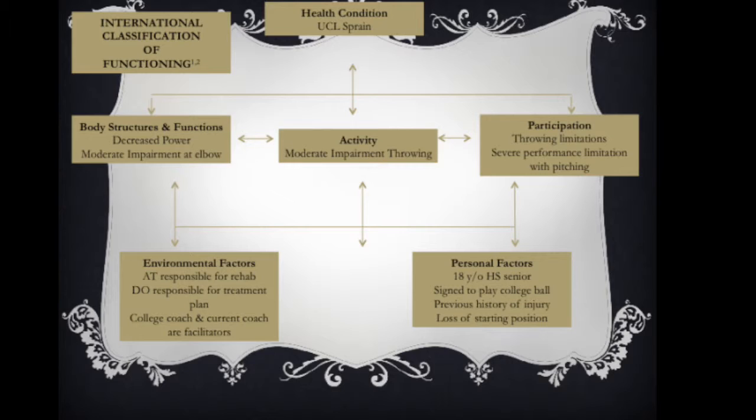When we start looking at the ICF disablement model, he was diagnosed with a UCL sprain. Under this model, we have body structures and functions. He had decreased power and moderate impairment. His activity limitations were a moderate impairment of throwing. In the participation domain, throwing limitations, and severe performance limitations with pitching; he could not pitch.